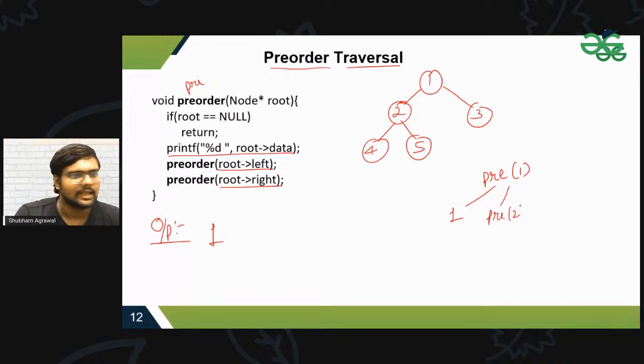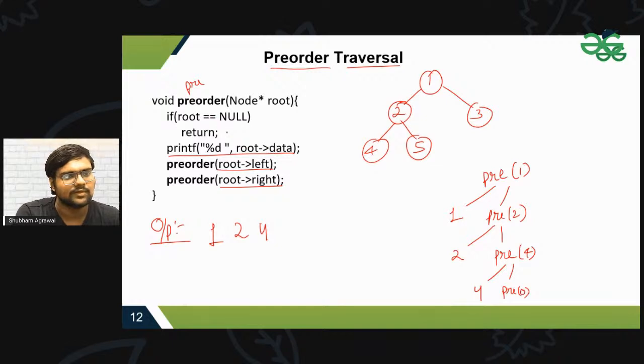When pre of 2 is called, again it will first print the data, so 2 will be printed, and pre of left will be called, which is 4. Now 4's data will be printed. Now pre of null will be called, so root is equal to null, and we will just return from there.